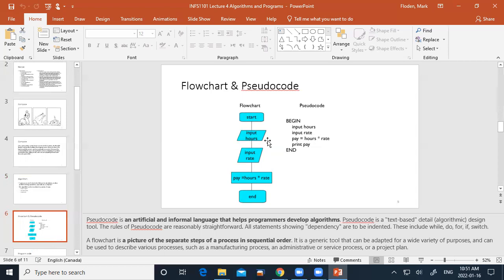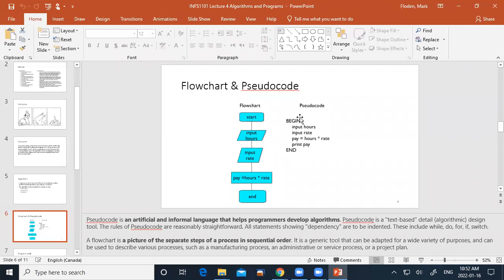Then we have this one, do you call that a rhombus? Whatever, it's four-sided, but it's not a rectangle. That is for input and output. So here we have some input, which is represented by that symbol, and some other input that's represented by a similar symbol. Then we have a proper rectangle, having right angles, that is used for our processes. So we've got a process there where we're calculating pay based on the inputs. We don't output anything.